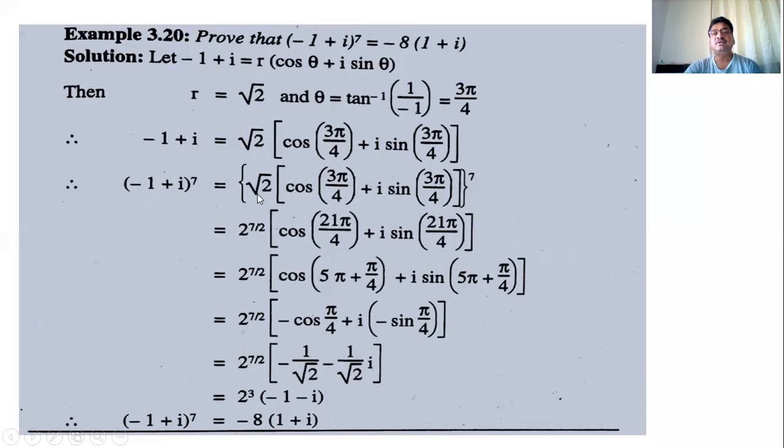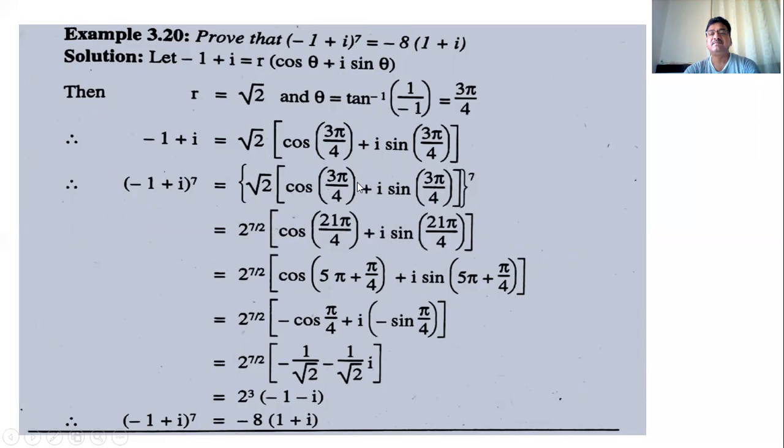And root 2 into root 2 is 2. So 2 into 2 into 2, that is 6. That is 6 root 2, the value of root 2 raised to 7. And then this is by using binomial theorem. Cos theta plus i sin theta, this is De Moivre's theorem. Cos theta plus i sin theta raised to n is what? Cos n theta plus i sin n theta.